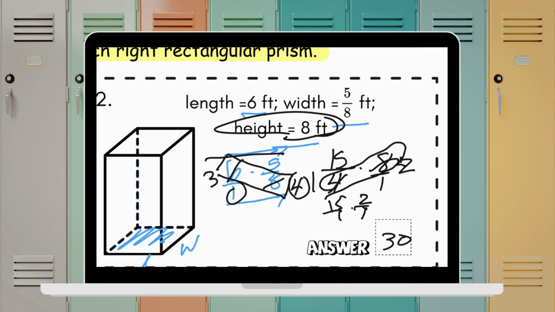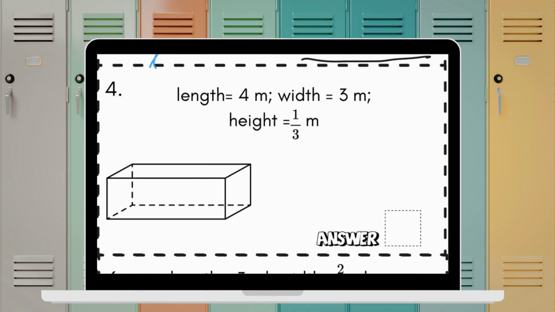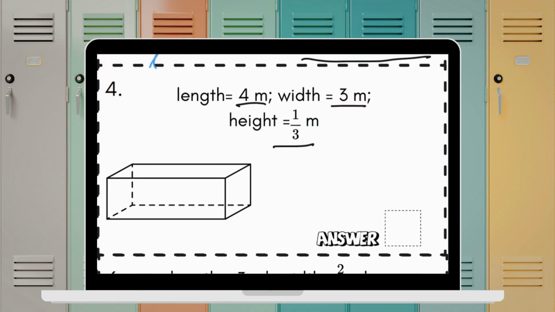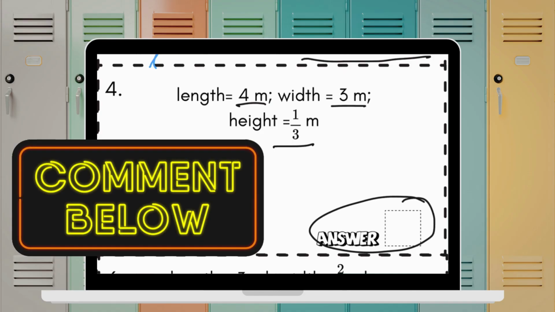And then our units of measurement are feet, and we have length, width, and height. It's three-dimensional, so it's feet cubed. So the answer to number 2 is 30 feet cubed. Let's go ahead and have you try it. Number 4, the length is 4 meters, the width is 3 meters, and your height is 1/3 of a meter. Go ahead and leave your answer in the comments below. Don't forget your units of measurement.